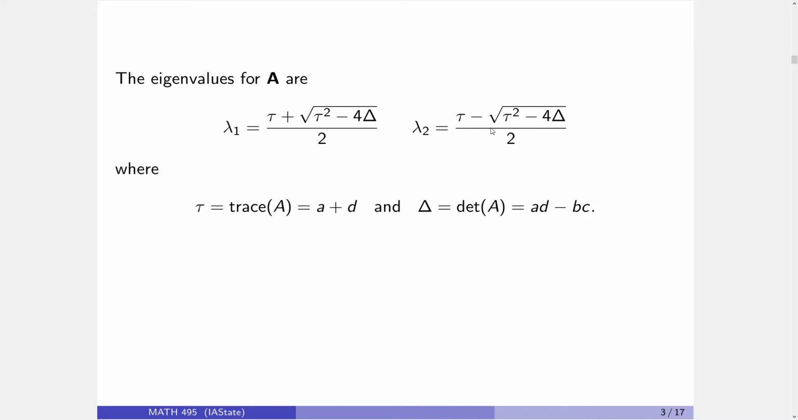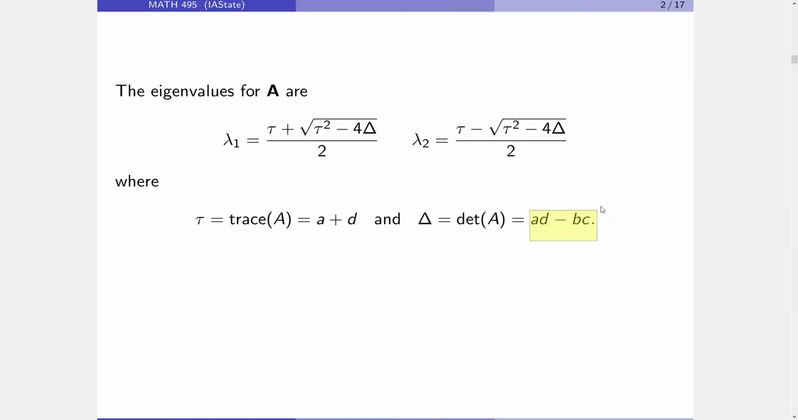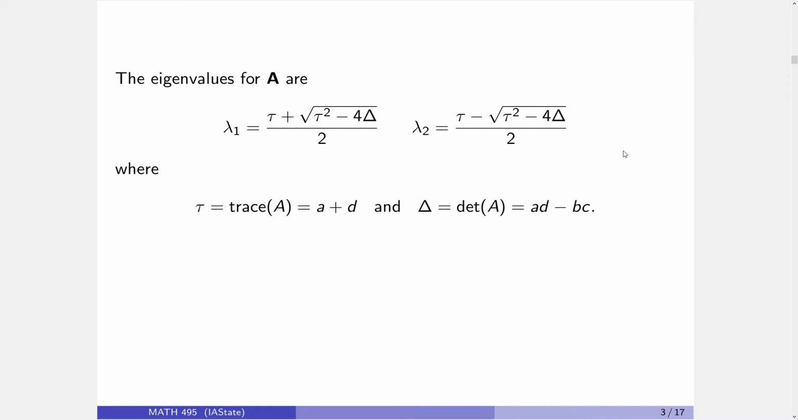Okay, so again, remind ourselves that the eigenvalues for the matrix can be found via the following formulas. Since we are in the two-dimensional case, these are pretty easy to explicitly compute, with reasonable formulas. So here tau represents the trace of the matrix, the sum of its diagonal entries, and delta represents the determinant, which in the 2x2 case is a very easy formula to write out.